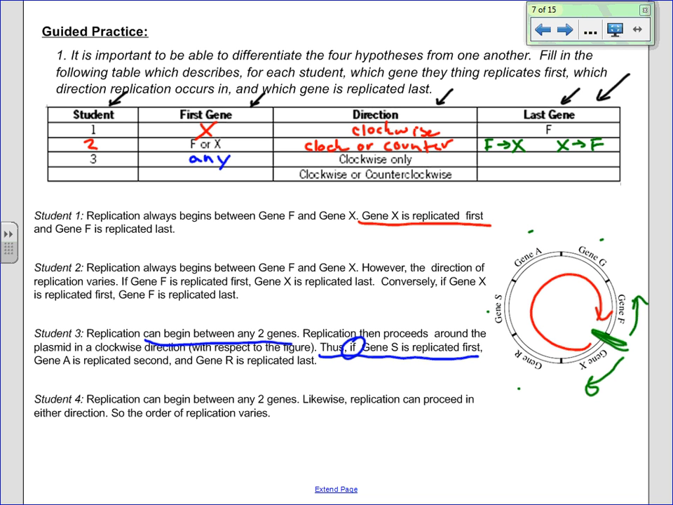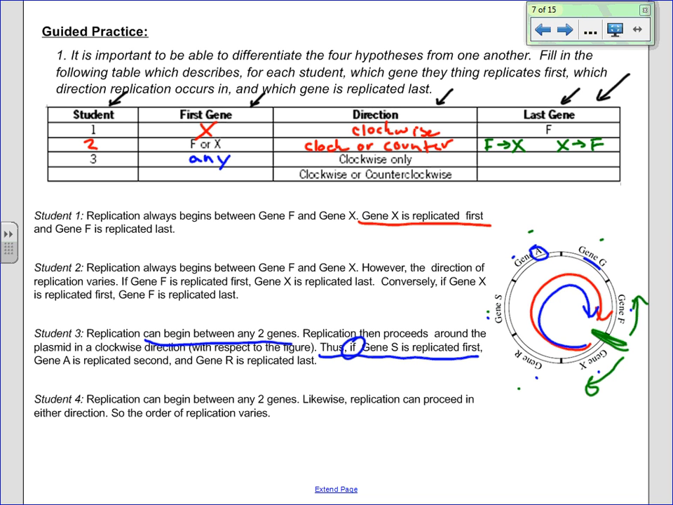All right, and then last but not, oh wait. So then if it ends at any, how could you be really specific with the last gene? It would have to be the gene to which direction of the first one? Nice. We know that this one's going clockwise, which means the last gene has to be one counterclockwise from whenever the first one is. Meaning that if you started at G, it would go G, F, X, R, S, A, and so A would have to be the last one.